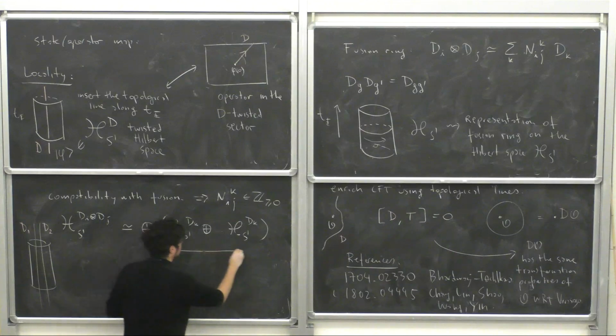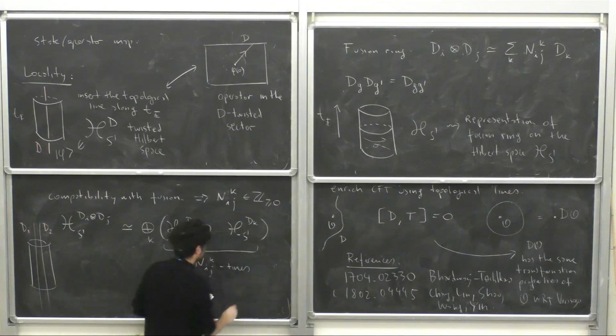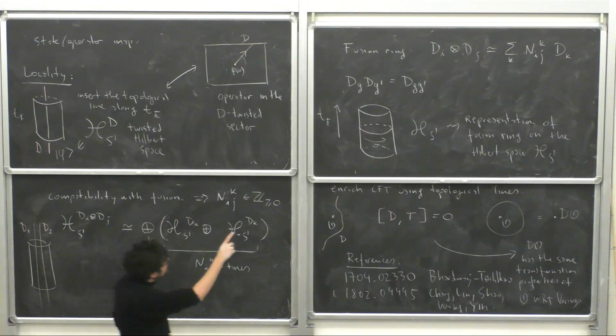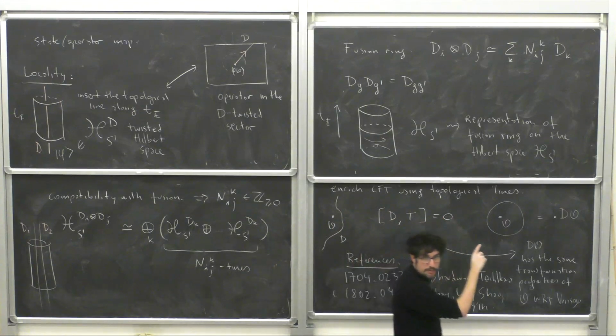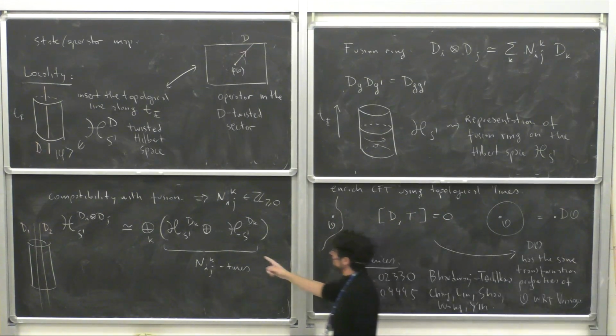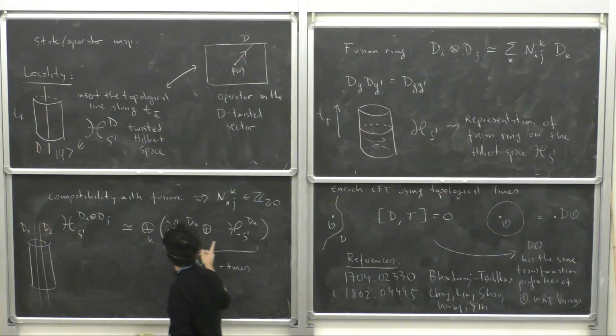Where here there is a multiplicity which is Nijk times, no? So the fusion coefficients in the fusion ring of our lines must be positive integers because they have an interpretation in terms of the twisted sector Hilbert spaces.